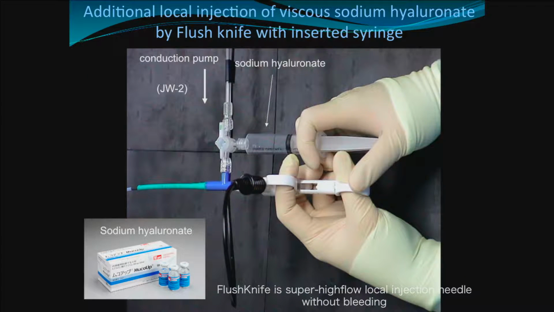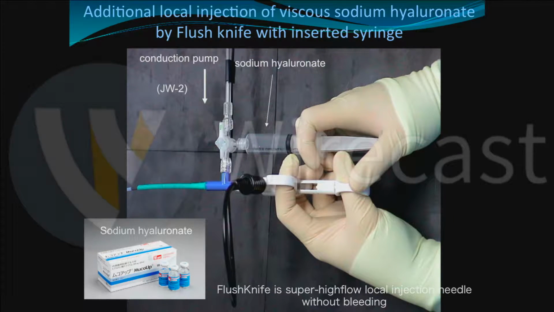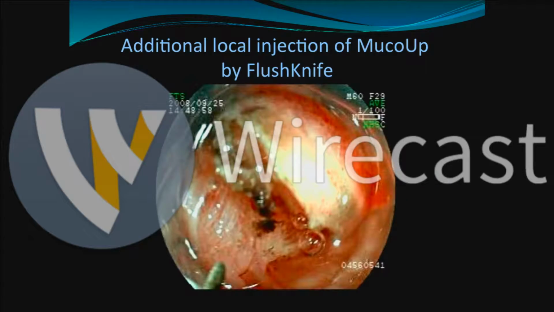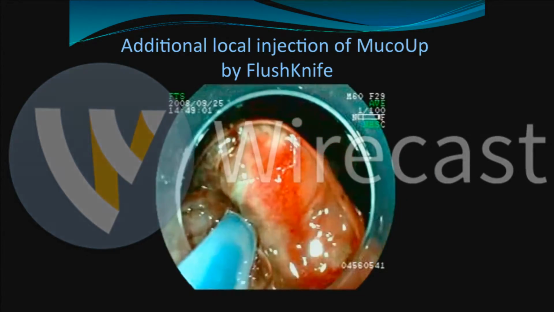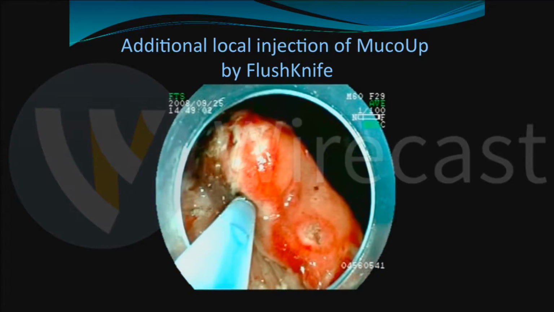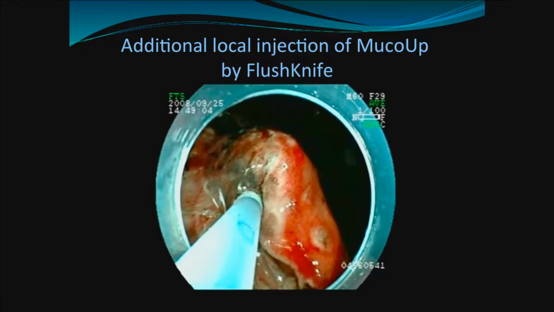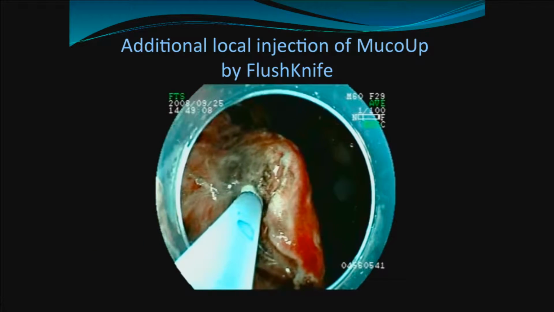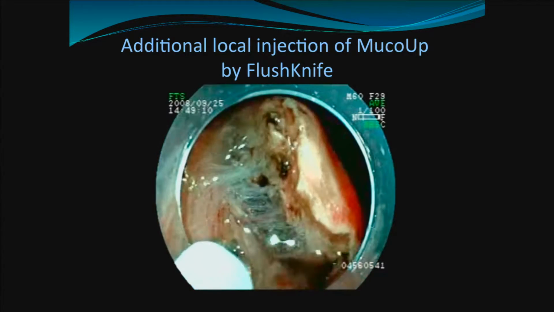Additional local injection of viscous sodium hyaluronate by Flush Knife with an inserted syringe is smooth and time-saving. Flush Knife has a super high flow local injection needle without bleeding. This is a video with additional local injection of MucoUp by Flush Knife. It can lift up the submucosal layer very nicely, and it lasts long.